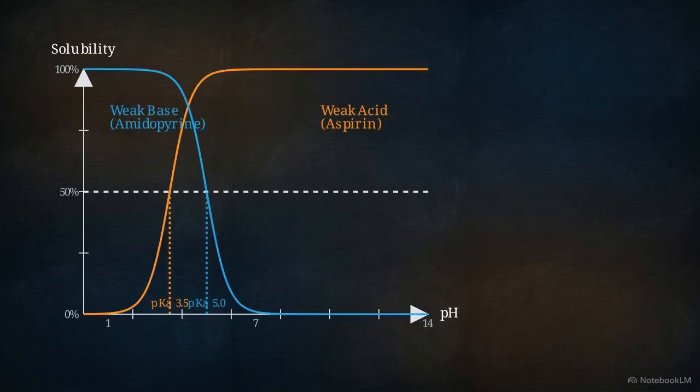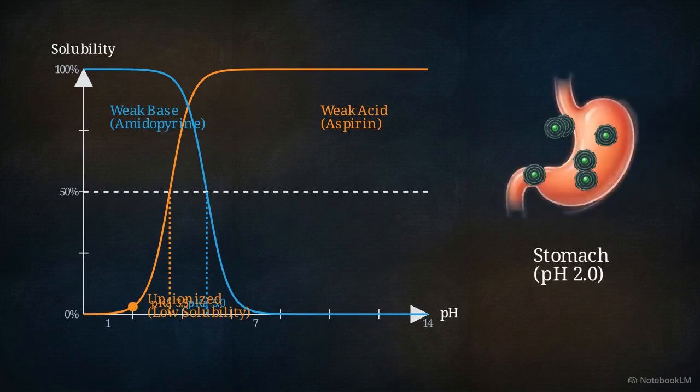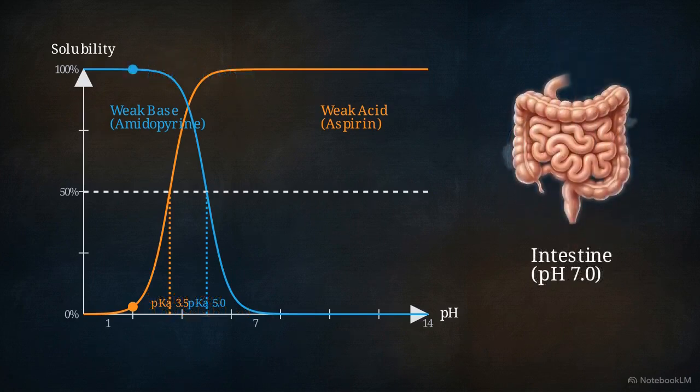This chart links pH to solubility. Weak acids maximize solubility at high pH, weak bases at low pH. Aspirin, pKa 3.5, stays unionized in the stomach.